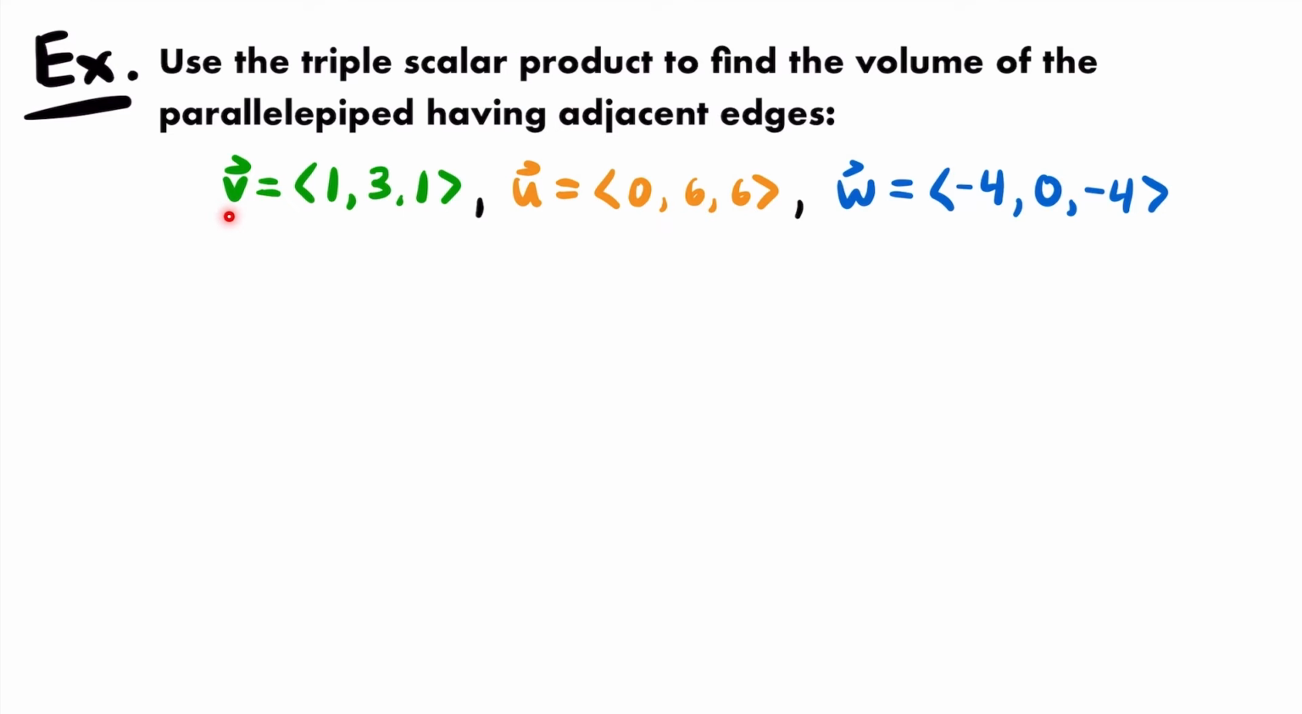Vector v is the position vector of the point 1, 3, 1, vector u is the position vector of the point 0, 6, 6, and vector w is the position vector of the point -4, 0, -4. Okay, and so this is pretty straightforward.